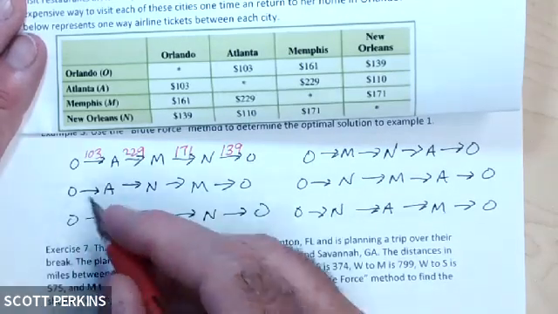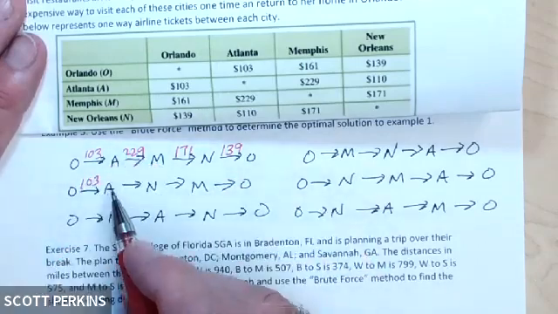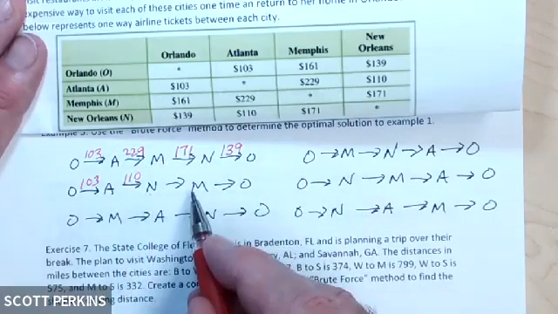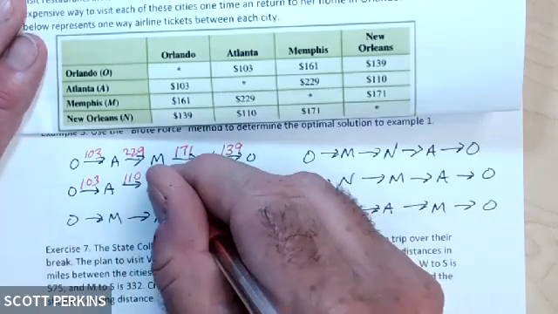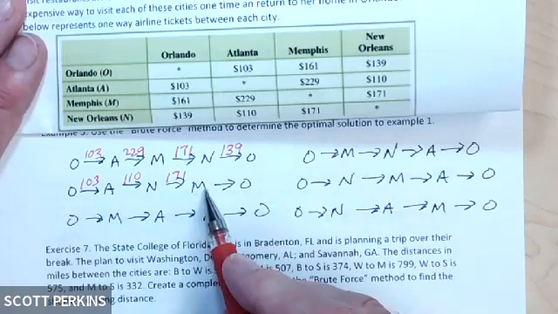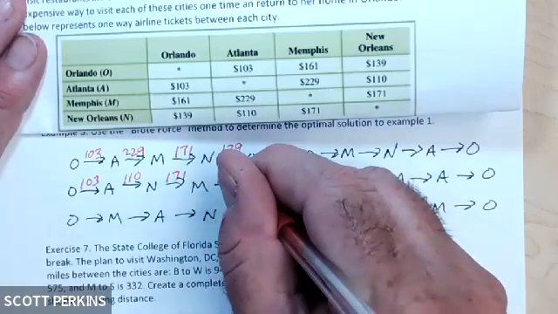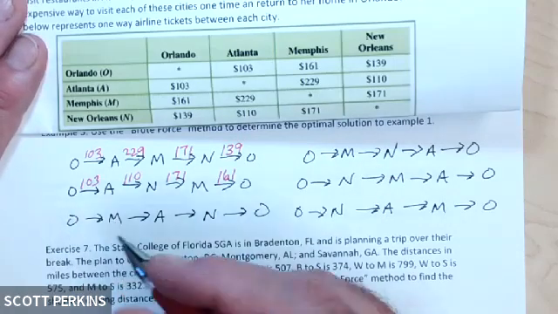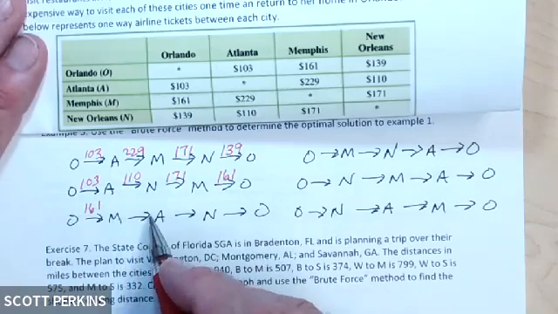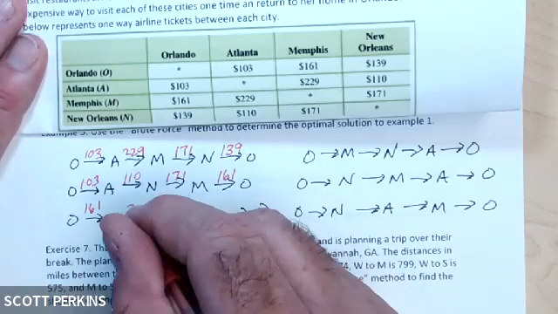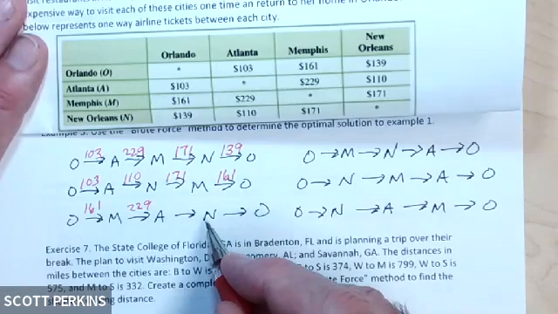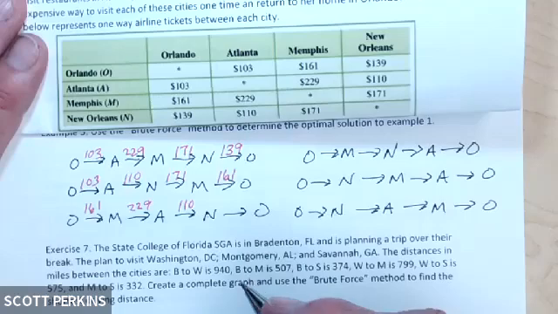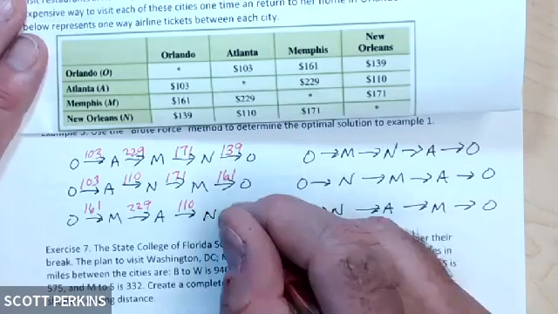The next one, Orlando to Atlanta, is 103. Atlanta to New Orleans is 110. New Orleans to Memphis is 171. And then Memphis to Orlando is 161. Orlando to Memphis is going to cost us 161. Memphis to Atlanta is going to cost 229. Atlanta to New Orleans costs 110. And then New Orleans back home to Orlando, it costs 139.